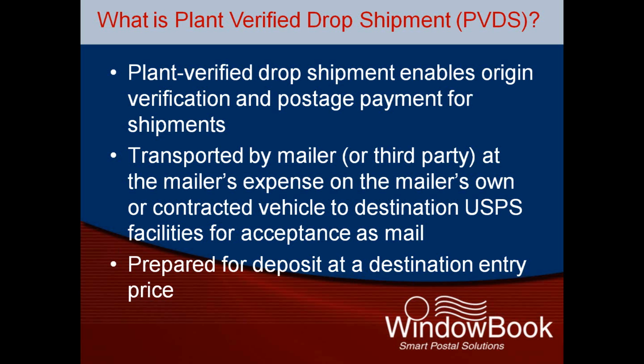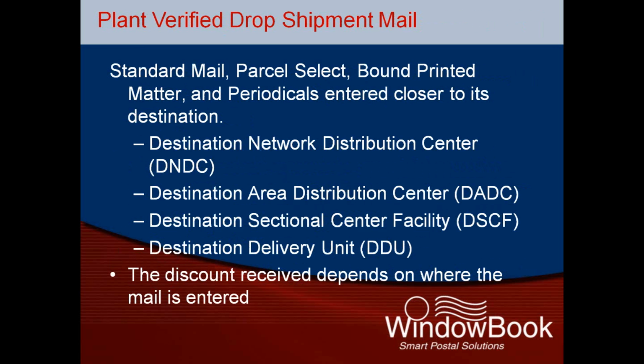There are specific rules and regulations for the preparation of mail that is dropshipped, including preparation of a clearance document called a Form 8125. This form, which is completed by the mailer and then signed and dated by the postal clerk once the mail has been verified and paid for, travels along with the drop-shipped mail. At the destination post office, the 8125 provides proof that the mail has already been verified and paid for. PVDF is available for standard mail, parcel select, bound printed matter, and periodicals mail.